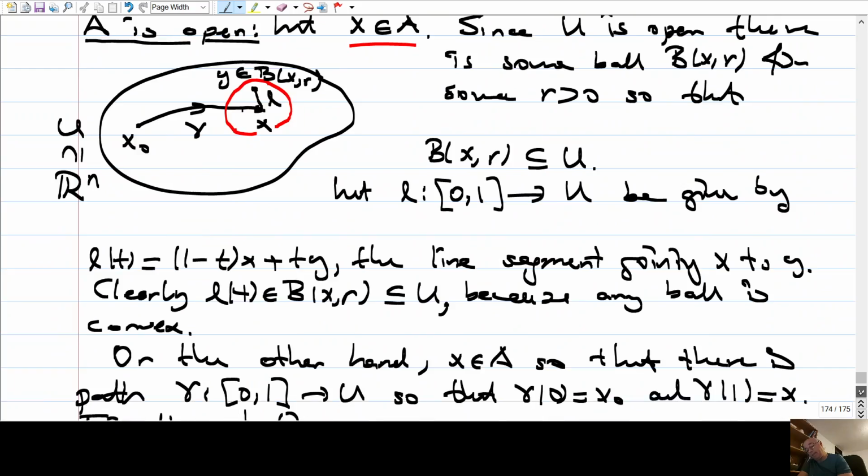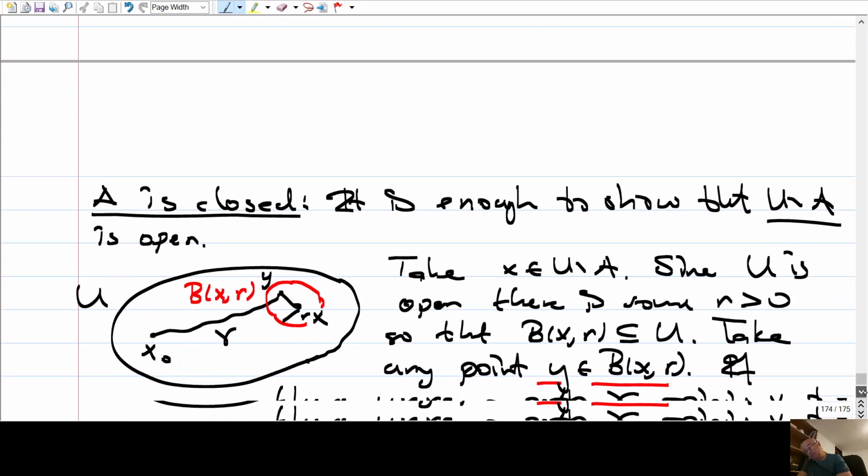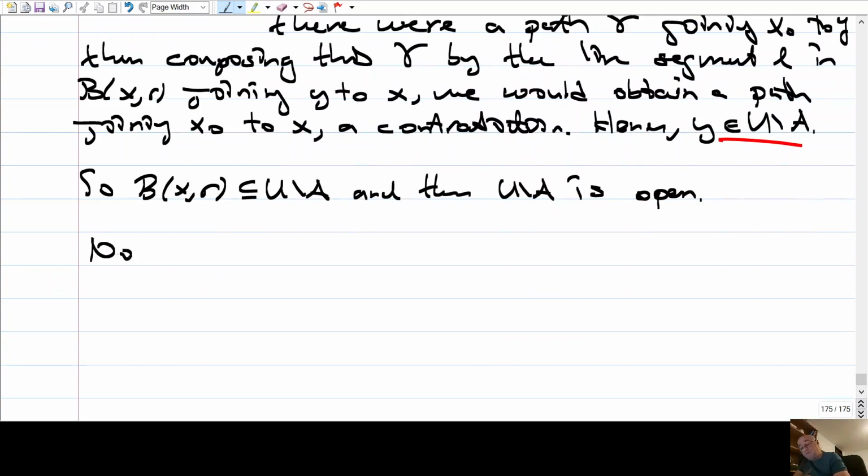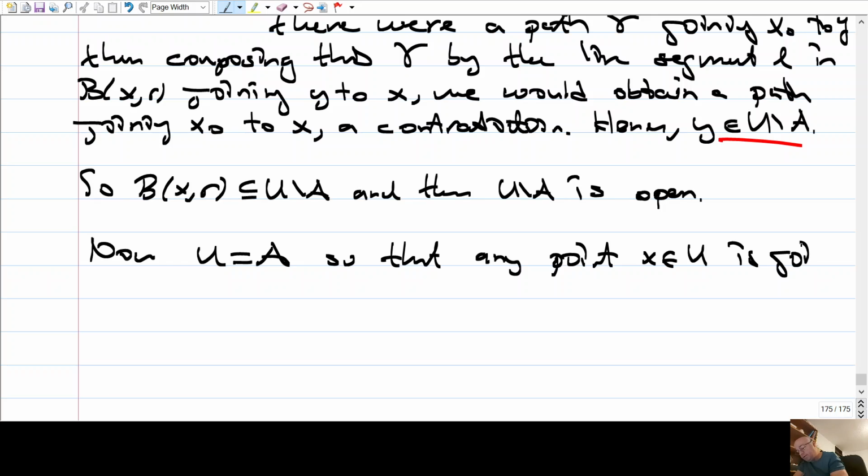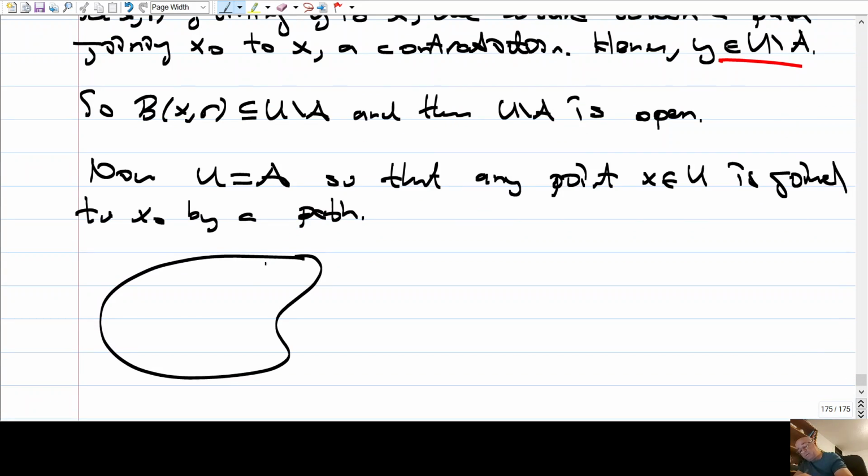So we have the following. Now U equals A, so that any point x in U is joined to x0 by a path, right? So here is x0. If I take any point, then this point can be joined by a path gamma to x0. So if I take 2 points, then of course this point is also joined to x0 by a path. So composing these two paths, I find the path joining x to y, and x and y are just arbitrary 2 points. Therefore, U is path connected.